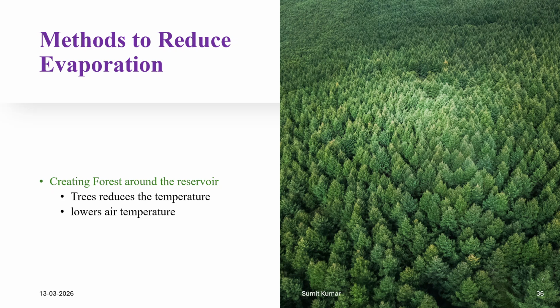Another natural and long-term method to reduce evaporation is creating a forest or tree belt around the reservoir. The trees act as a wind barrier. They significantly reduce the wind speed over and near the water surface. Lower wind velocity decreases the evaporation. The forest also lowers the air temperature around the reservoir and increases local humidity through transpiration from the trees themselves. Higher ambient humidity reduces the vapor pressure deficit, that is Ew minus Ea, slowing the driving force for evaporation.